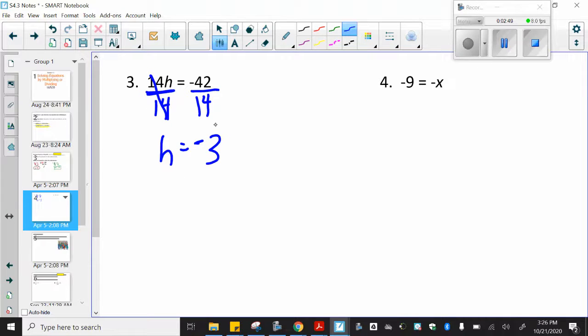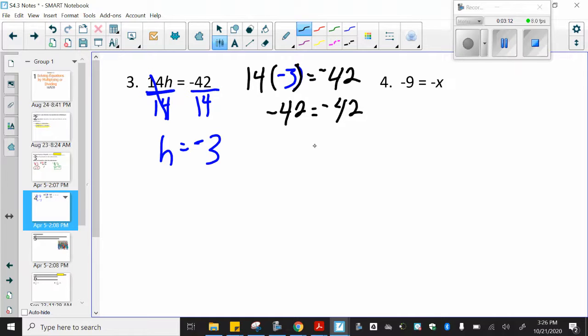We're going to test that back out. 14 times negative 3 equals negative 42. If you punch 14 times 3 in the calculator, you get 42. So we get negative 42 equals negative 42. Check. All right. Let's read the next one.